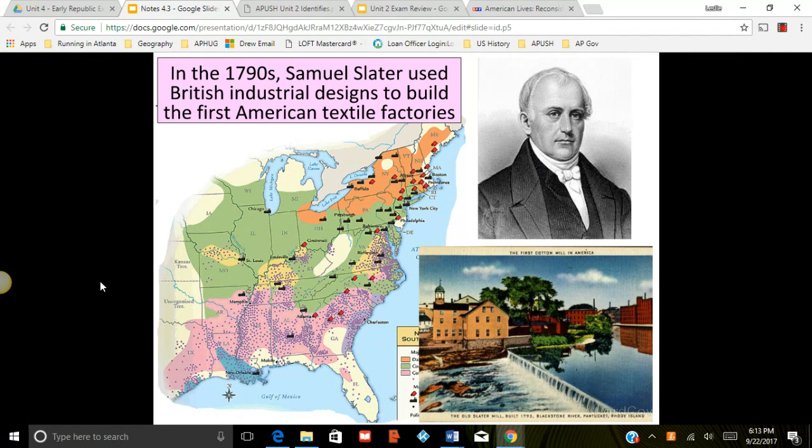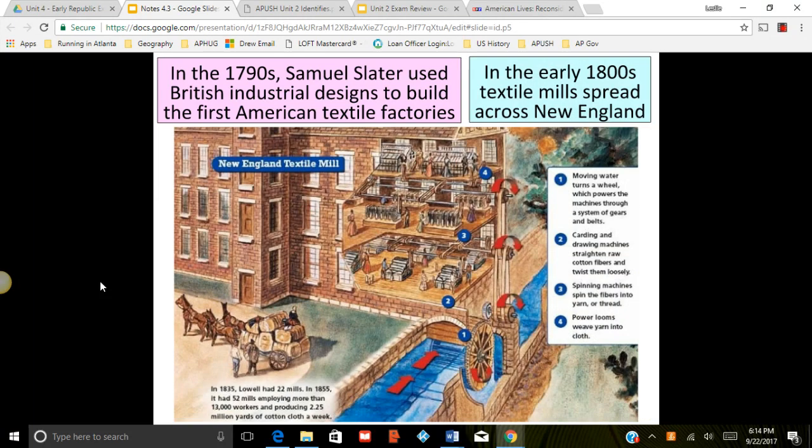And in 1790, Samuel Slater used British industrial designs to build the first American textile factory. So interestingly, he actually smuggles the designs out of England and does so illegally. Britain had wanted to keep that knowledge secret. But Samuel Slater brings it to the United States and introduces his technology to textile factories.